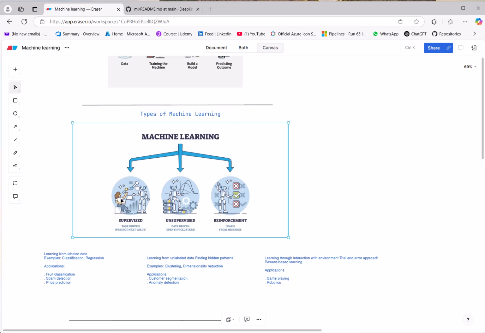Another example is spam email detection. The system learns, for instance, you sometimes face emails moving to your spam folder. Why is it moving to the spam folder?